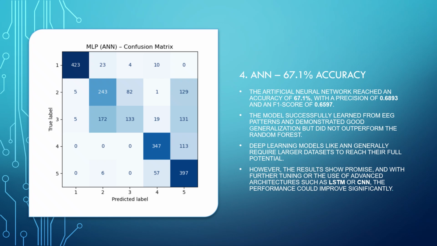The third one is the deep learning model, ANN, which stands for artificial neural network. It has hidden layers with ReLU activation and an output layer of sigmoid activation for binary classification. We trained the model using Adam optimizer and binary cross entropy loss function. It has an accuracy of 67.1% with a precision of 0.6893 and an F1 score of 0.6597. It performed very well at recognizing seizure patterns, but did not surpass the random forest.